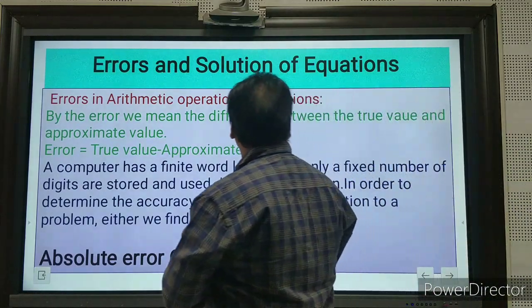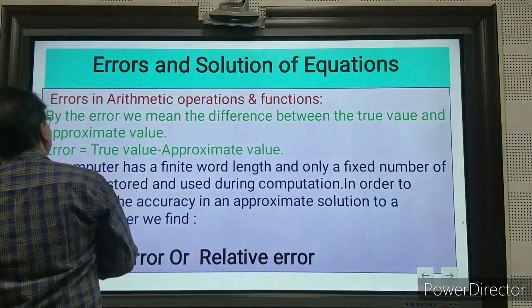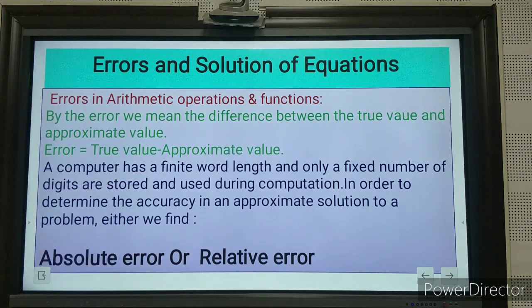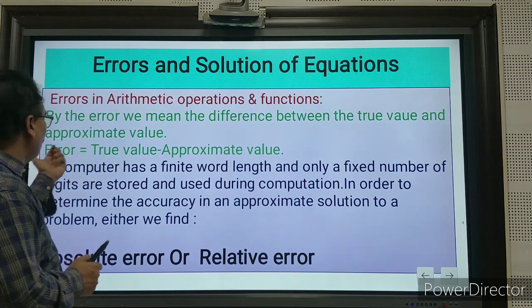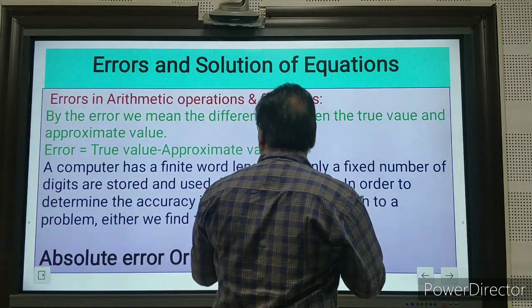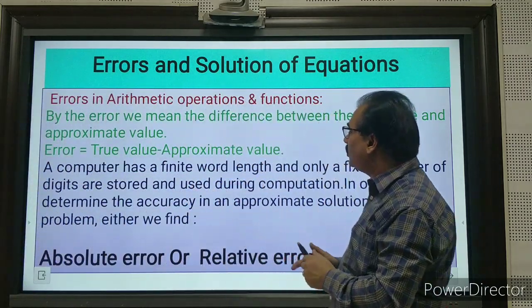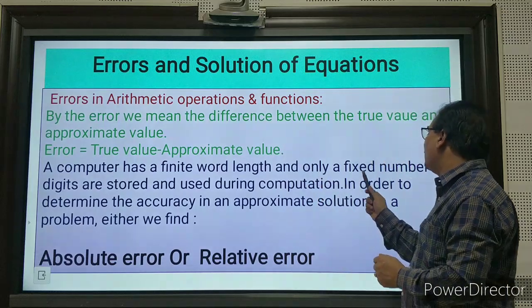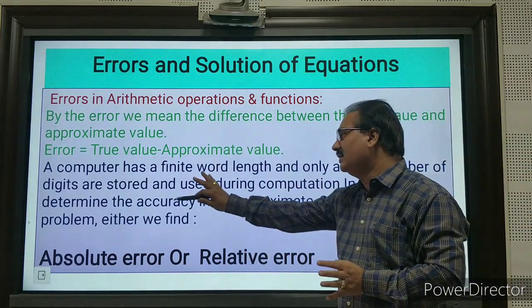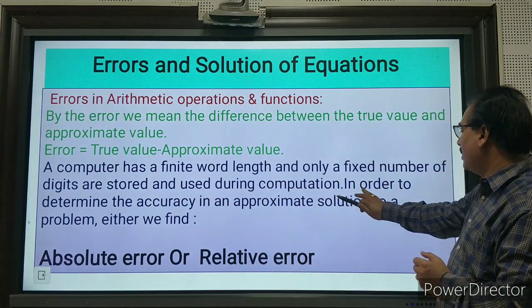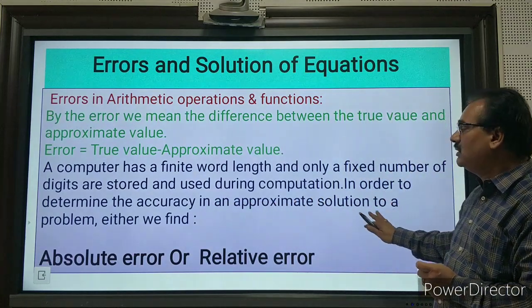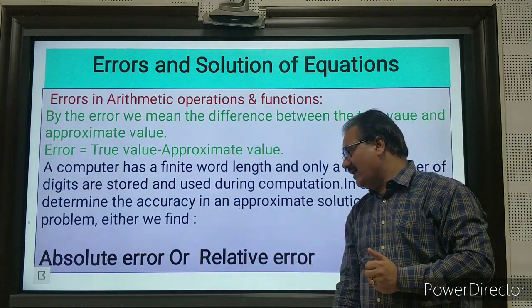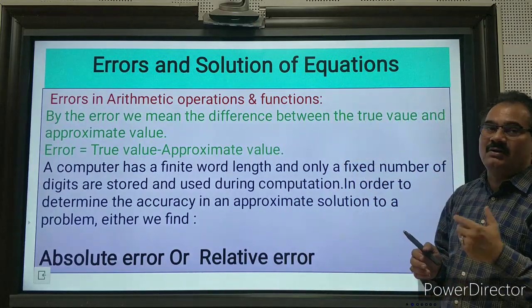So, errors and solution of equations. The errors, as I said, in arithmetic operations and functions: by the error we mean the difference between the true value and the approximate value. The computer has a finite word length and only a fixed number of digits are stored and used during computation. In order to determine the accuracy of an approximate solution to a problem, we find either the absolute error or the relative error.